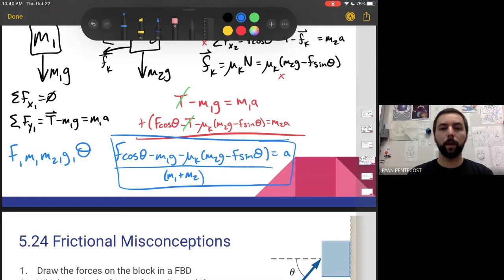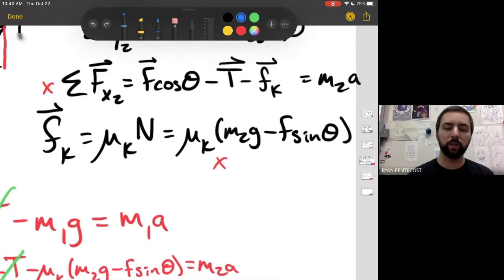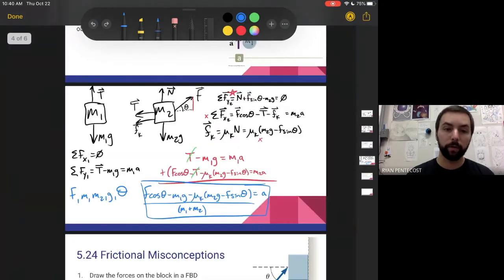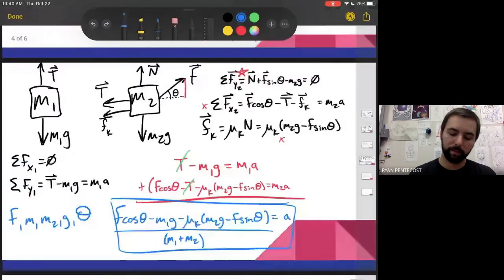Tension is a common force that you can just get rid of, usually through this stack and rack method up here, or you can solve for tension in one equation and substitute it into the other, which is what I recommend doing for most of your problems if they have a tension involved.